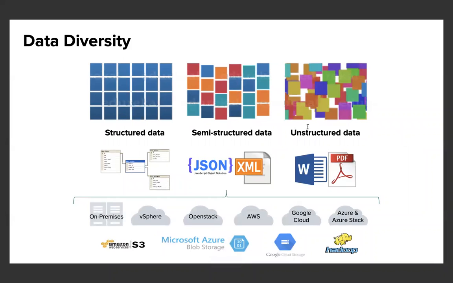Greenplum can process many types of data. The first type is structured data, which is stored in tables. The second type is semi-structured data, including JSON, XML, and so on. The third type is unstructured data, including Word, PDF, and so on.